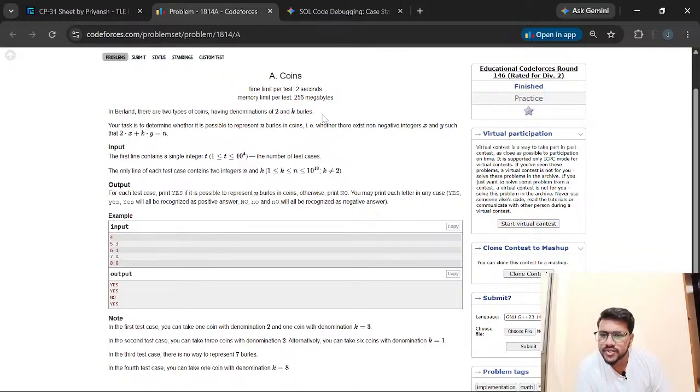Denominations of 2 and k. Your task is to determine whether it is possible to represent n burles in coins. I'm assuming that denominations of 2 and k burles means just like we have a 1 rupee coin and a 2 rupee coin, there are 2 burle and k burle coins. So whether it is possible to represent n burles in coins, like in 2s and k's. There he has given us k.